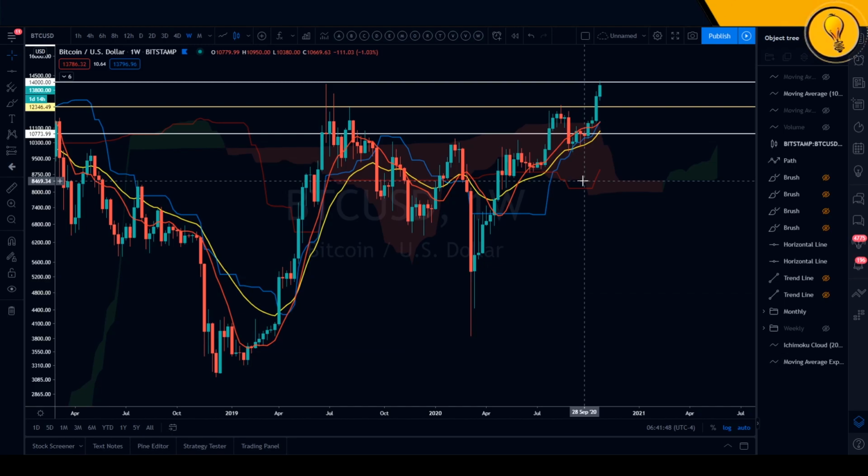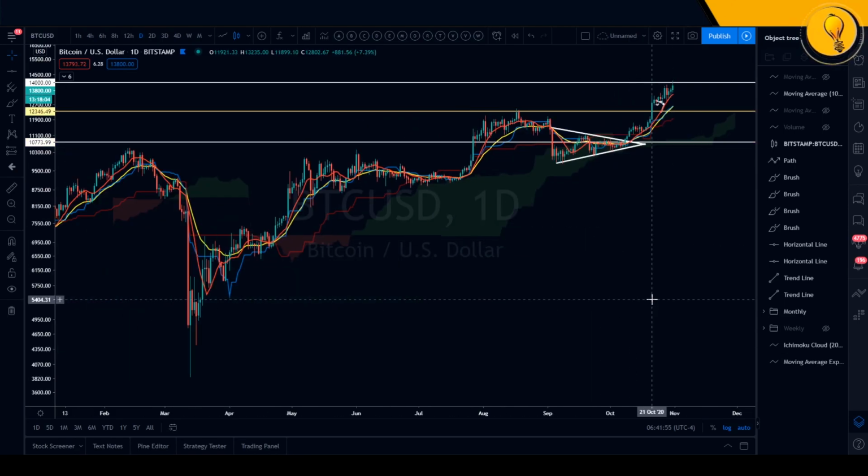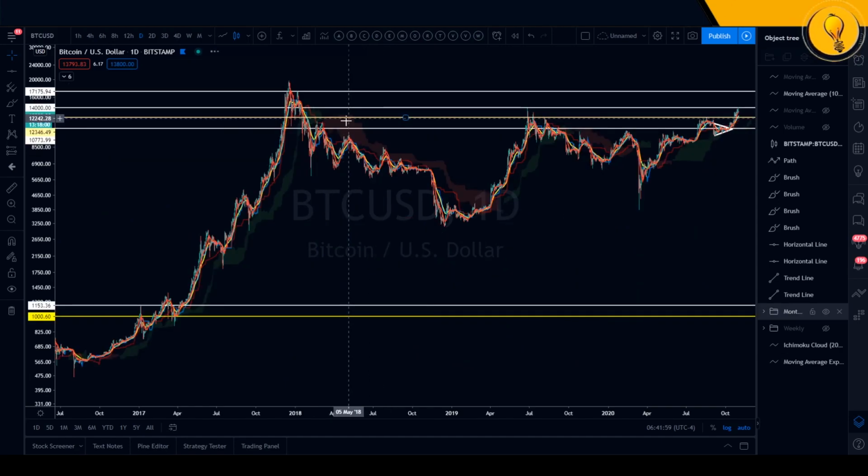Okay, so right now, weekly, guys, we are in an uptrend. We are looking good. Let's move on to the daily and see what the daily is up to. Daily. Well, how is 14K done on the daily time frame? I believe 14K is also strong resistance on the daily.